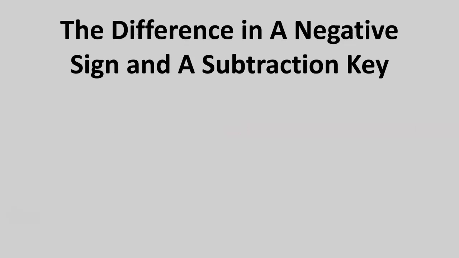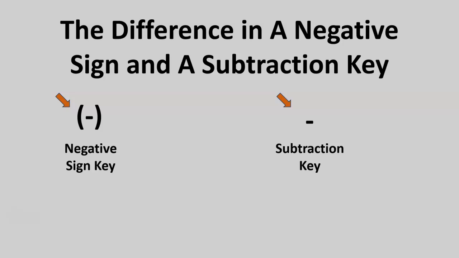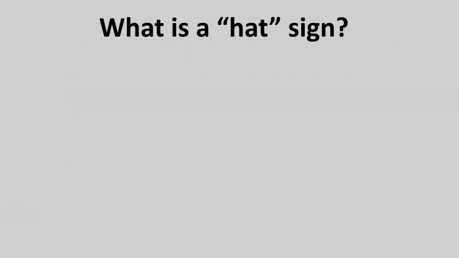So let's talk about some small little nuances. The difference in a negative sign and a subtraction key. What you have right here is a negative sign. It looks just like a subtraction key, but it's in parentheses. And that's going to be your negative sign key. Then you have your actual subtraction key. But what you want to work with when we're dealing with exponents is a negative sign key, okay?